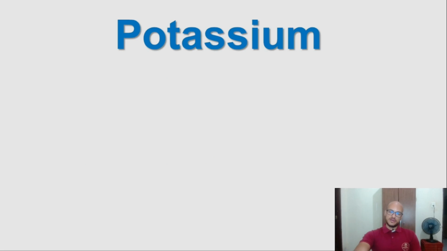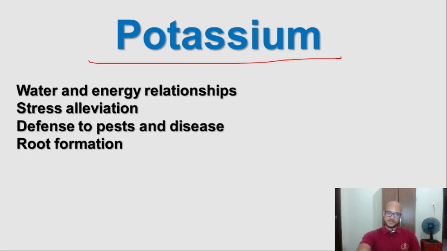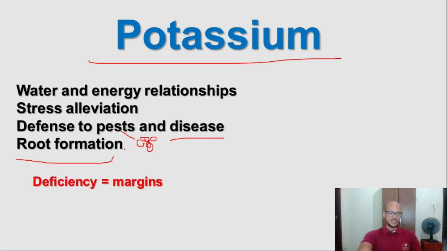The other one is potassium, and potassium is related to water and energy relationships, stress alleviation, defense to pests and disease. Okay, pests like insects. So insects and disease are really bad, and root formation. Okay, like the roots. And deficiency usually occurs in the margins of the leaves.